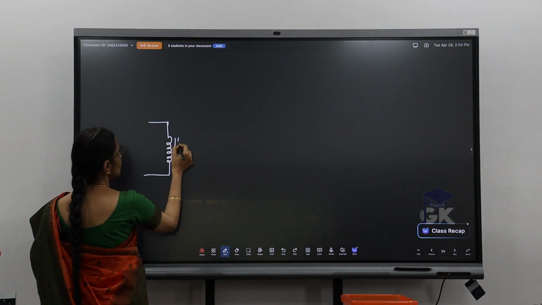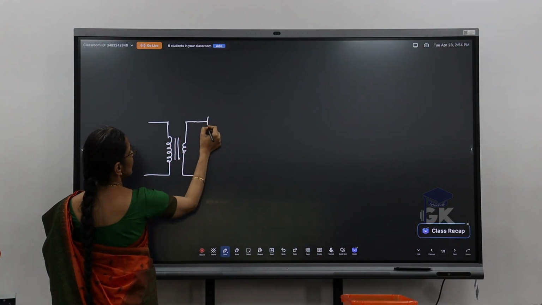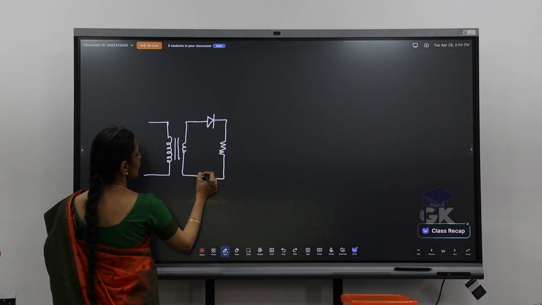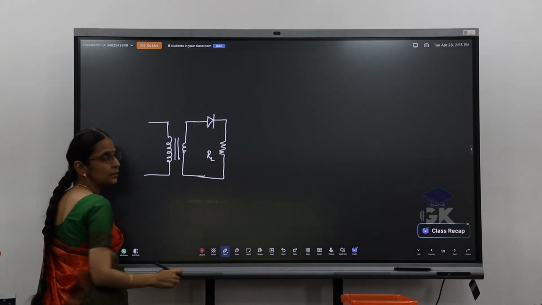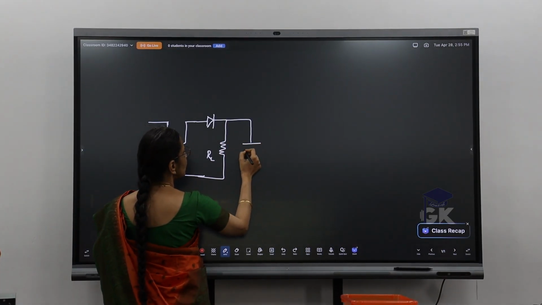So I have my transformer, then I have my diode, then my RL. So till this it's being done. To this, what am I doing? I am connecting a capacitor.